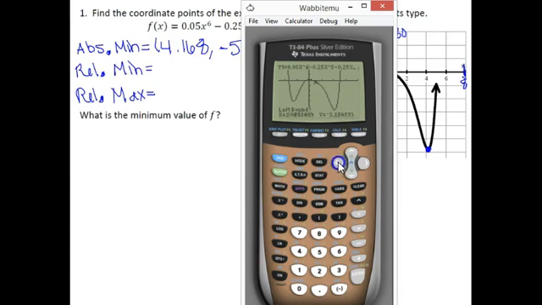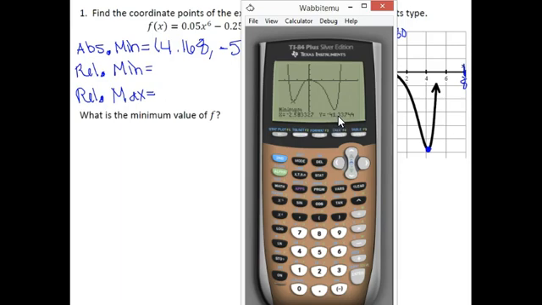And I guess my cursor is pretty slow. Alright, bear with me. Alright, somewhere left of our point, maybe we'll say right there. Now it's going to ask you for a right-hand bound, so let's go somewhere on the right-hand side of that relative minimum. Maybe right there. And again, it's going to ask you for a guess. So where do you think that minimum is? Maybe right there.